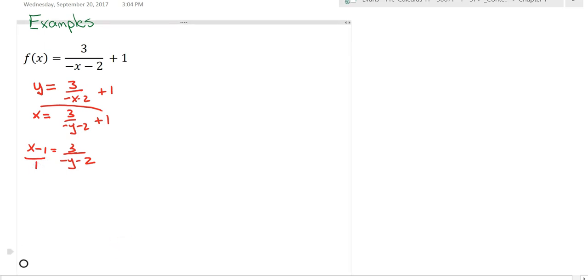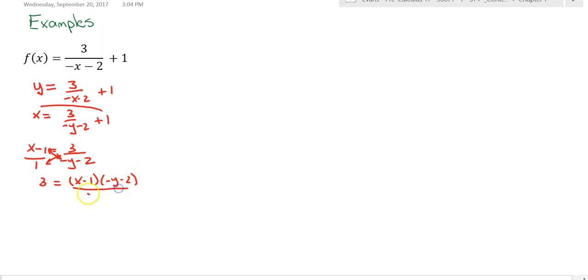So notice what I'm going to do here. I'm going to multiply these two together, the 3 and the 1, that makes 3. And that's going to equal these two multiplied together. Now I'm not actually going to FOIL these out. I'm going to leave these as separate. So it's going to be x minus 1 times negative y minus 2. And the reason for that is now I can divide both sides by x minus 1. And that gives me 3 over x minus 1 equals negative y minus 2.